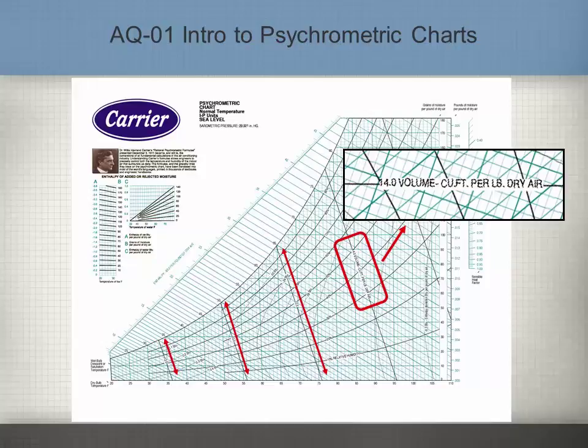The psychometric chart has been created to measure the air quality of an air mass. Realize that any air mass will expand and contract upon temperature change, and therefore affect its volume. Notice the diagonal lines identified as volume in cubic feet per pound of dry air.